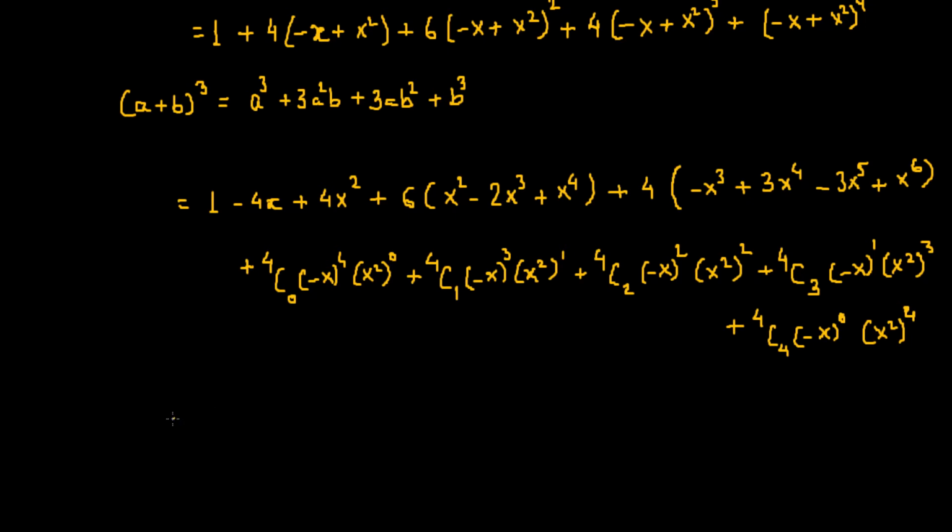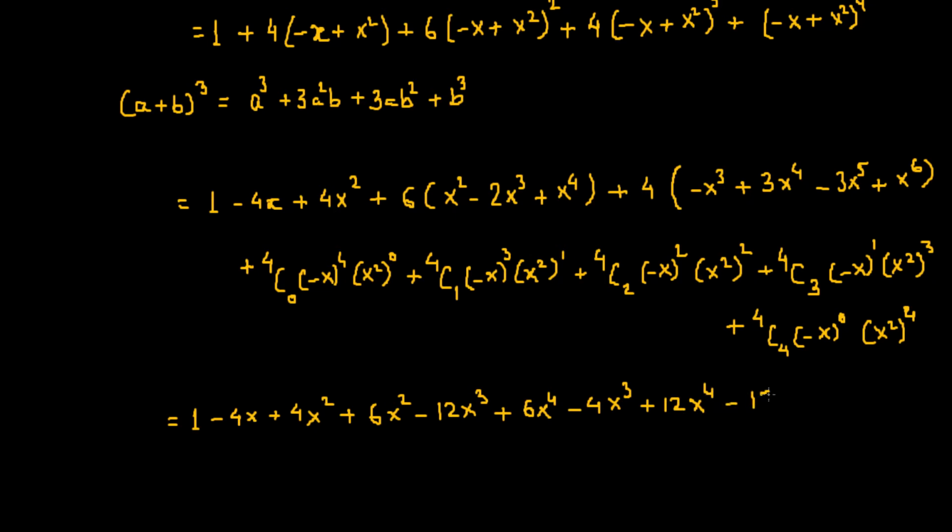So finally you'll get 1 times negative 4x plus 4x squared plus 6 times x squared minus 12x cubed plus 6x raised to the power of 4 minus 4x cubed plus 12x raised to the power of 4 minus 12x raised to the power of 5 plus 4x raised to the power of 6. Then we come to the binomial one.